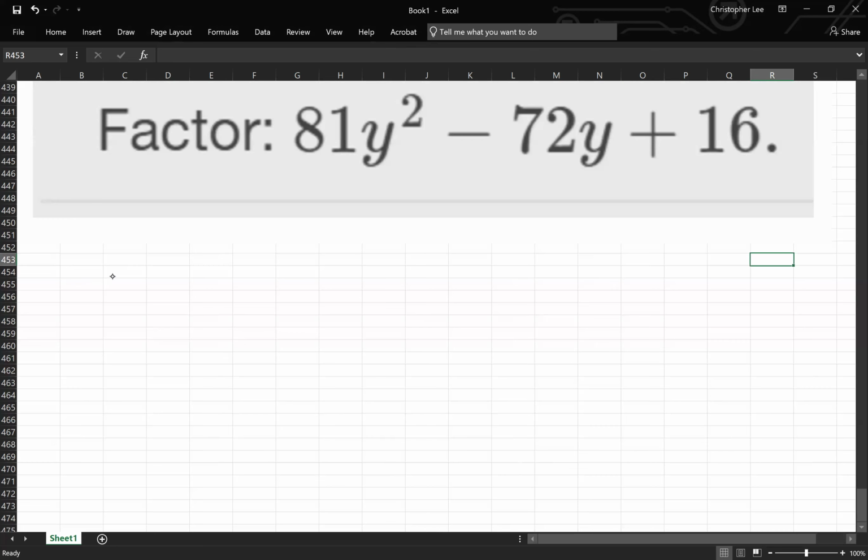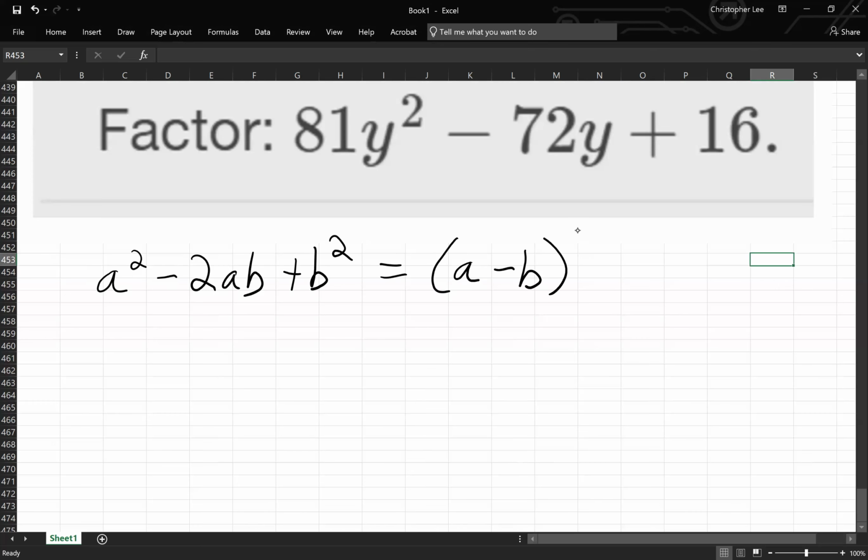Just to give y'all a hint, you have the a squared minus 2ab plus b squared formula, which corresponds to the a minus b squared.